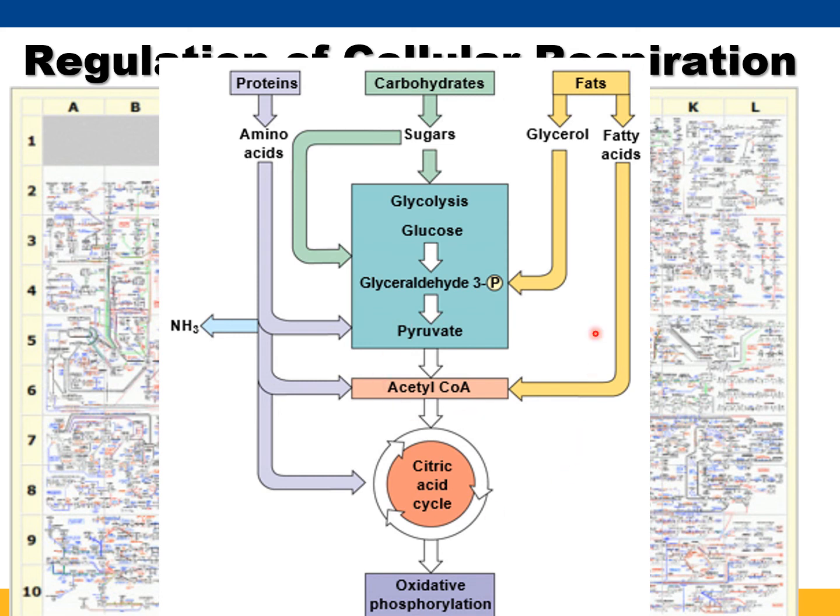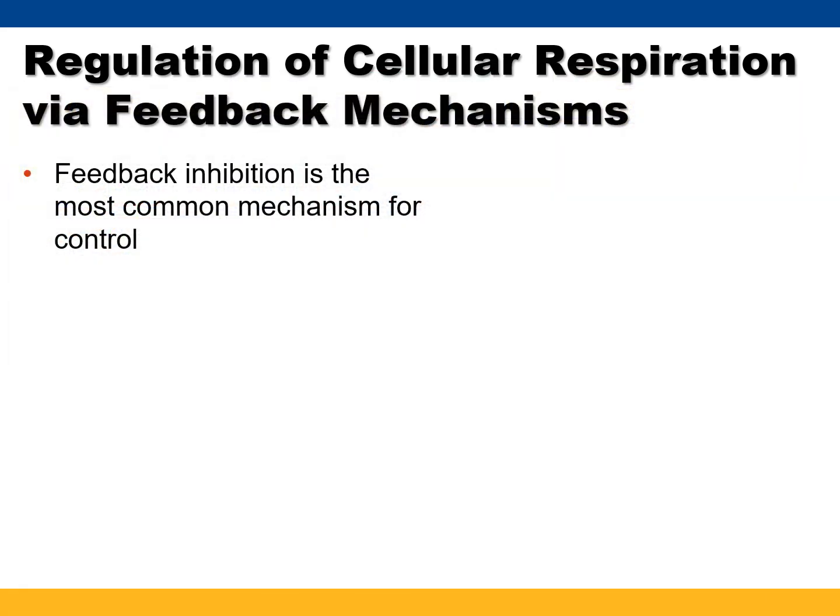So even something that is relatively simple compared to that previous picture, we have to have ways of turning these pathways on and off. Turning them on when we need them, turning them off when we have better alternatives. And so we're going to talk a little bit about that idea of regulating, and we're going to talk about regulating cellular respiration. The most common mechanism for these types of pathways, and in that first picture that I showed you, is called feedback inhibition. It's a form of negative feedback.